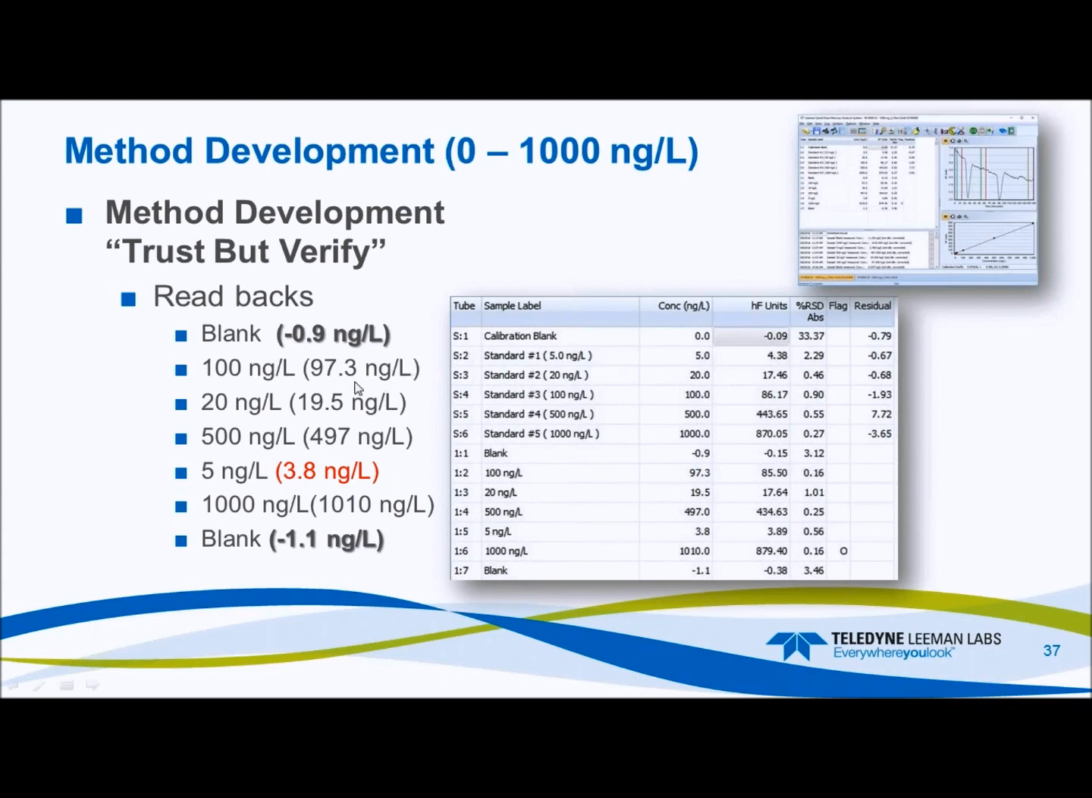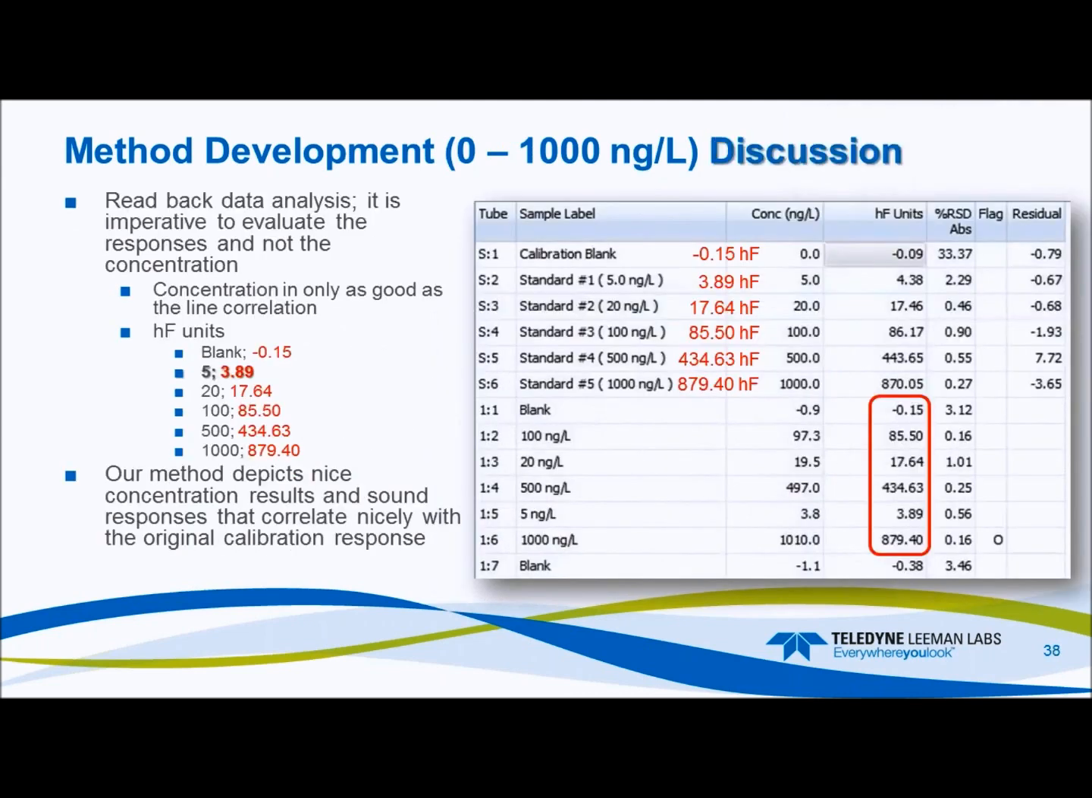It came in at minus 0.9, 97, 19.5, 497, and 3.8, which I'll discuss, and the 1,000 came in at 1,010. And I think that's pretty good. And the last blank after 1,000 came in at minus 1.1 nanograms per liter. Again, we are calibrated up to 1,000 nanograms per liter and/or 1 ppb. So that's the calibration side.